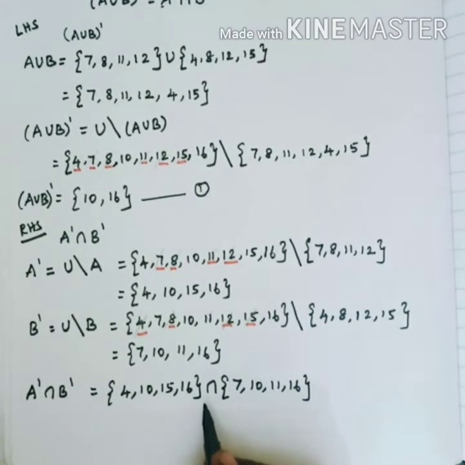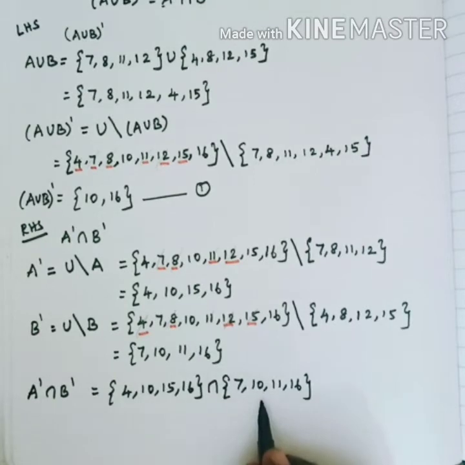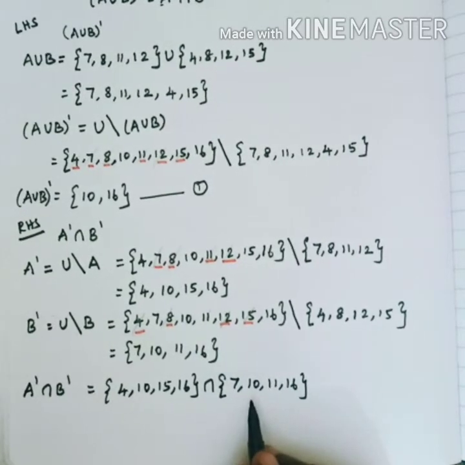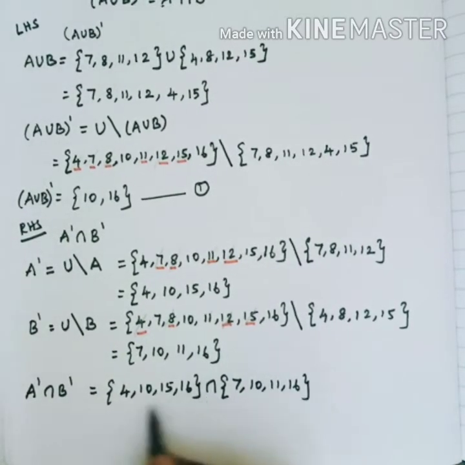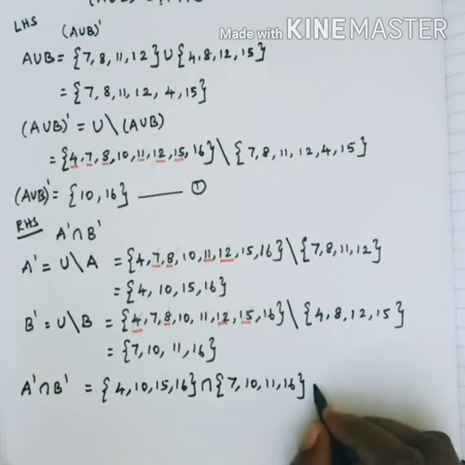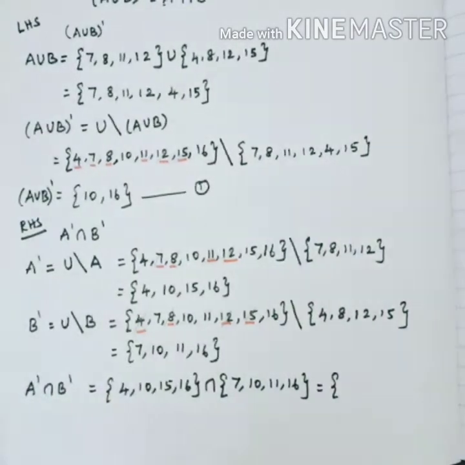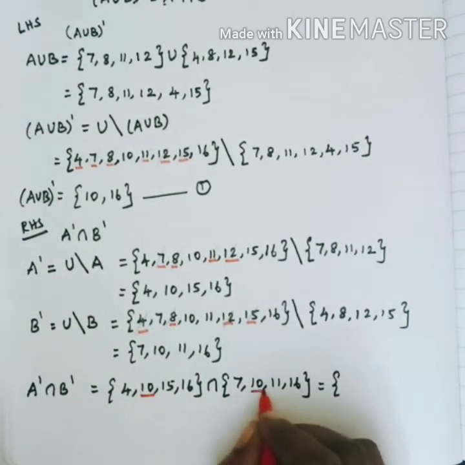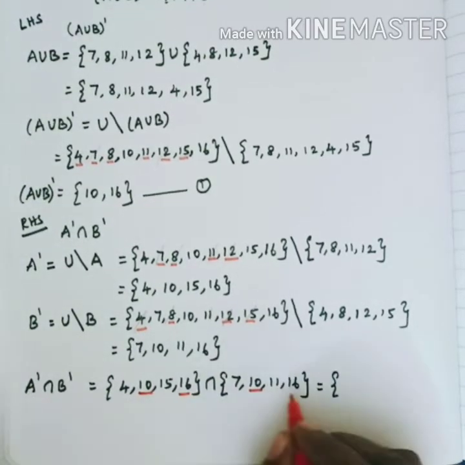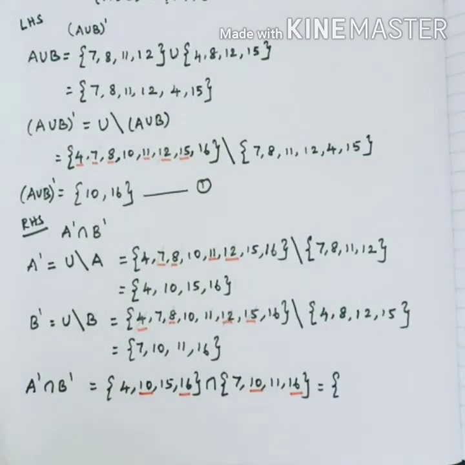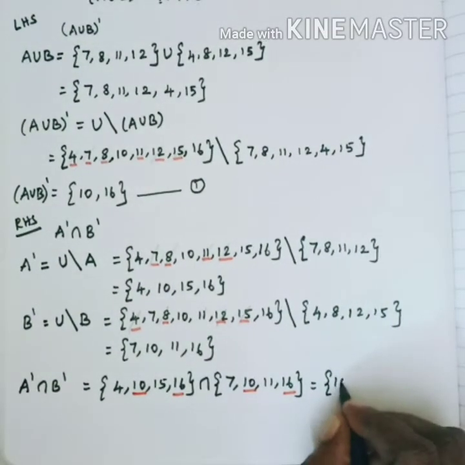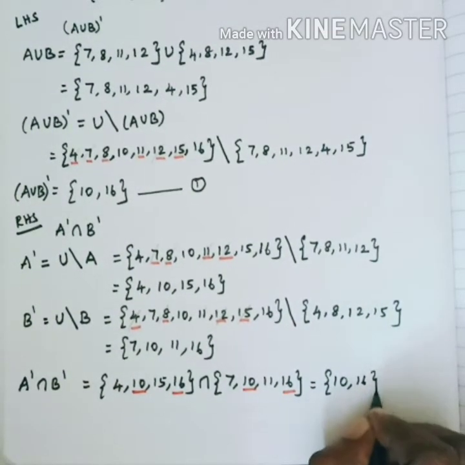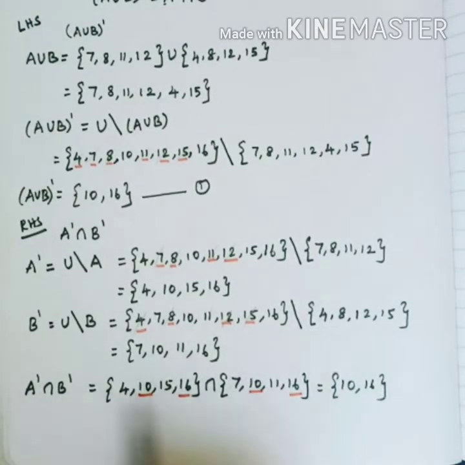Now the intersection symbol is given in between the sets, so you have to identify the common elements in both the sets. So what are the common elements in both the sets? 10 is a common element in both the sets, and 16 is also a common element in both the sets. So write the common elements: 10, 16. So this is your right hand side.